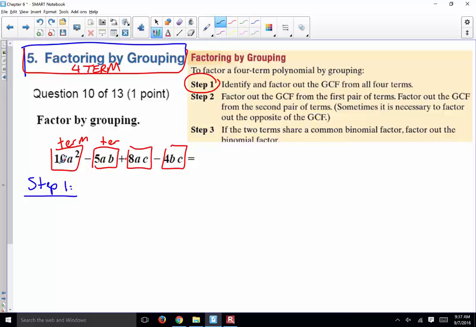Break everything down in your mind or on paper. 10a² is 2·5·a·a, 5ab, 8ac² is 2·2·2·a·c, and 4bc is 2·2·b·c. Is any letter or any number common in all four terms?